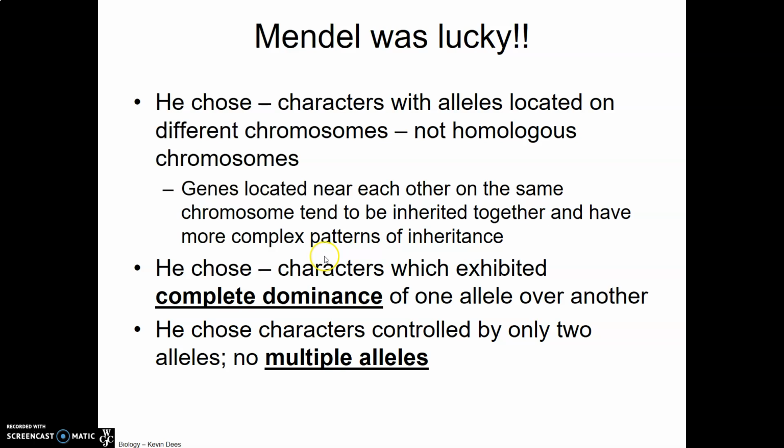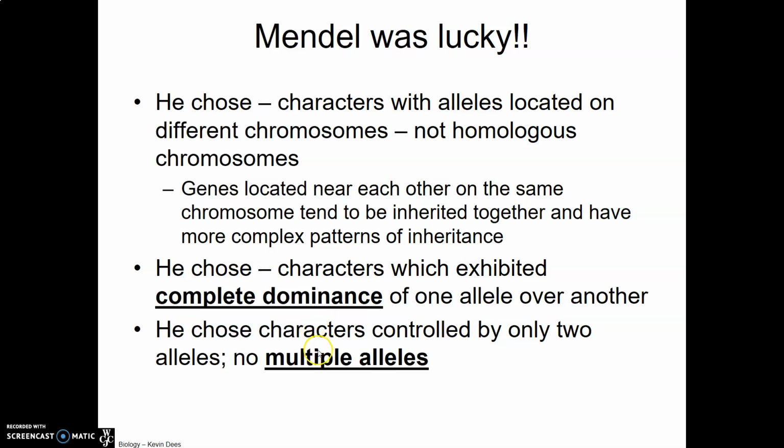What he did choose, just sort of randomly, luckily, I guess, were characters that exhibited complete dominance of one allele over the other. And he also chose characters controlled by only two alleles, no multiple alleles. What you're going to see is that complete dominance, where you have two alleles controlling a character like flower color, where one allele, the purple allele, is completely dominant over the white allele, is not in fact, maybe even most common of the inheritance patterns.